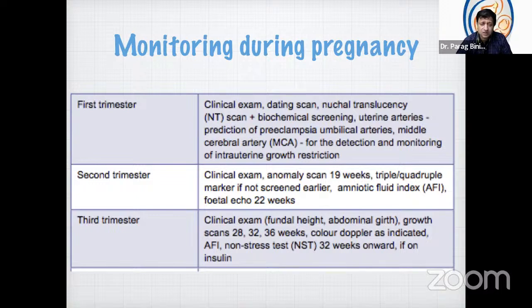In the third trimester, we continue monitoring the patient clinically. So here, important parameters that we should be looking at are the fundal height and abdominal girth that will tell us clinically how the baby is growing. And growth scans are recommended at 28, 32, and 36 weeks. And of course, color Doppler as and when indicated. So we should also look at the amniotic fluid index, and a non-stress test is to be started at around 32 weeks, especially if the woman is on insulin.